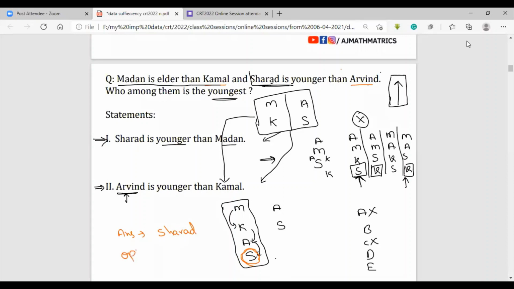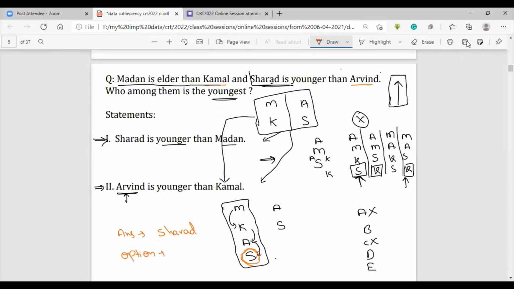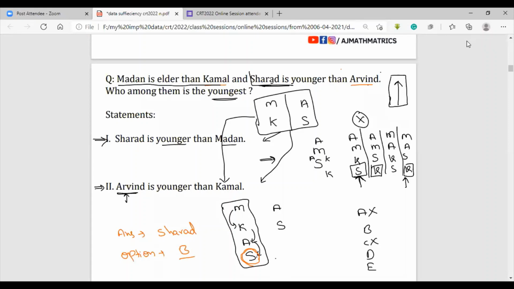Now what is the option for the question? The option for the question is B, because B alone is sufficient to get the answer. B alone is sufficient to get the answer for the question. That's why the option is B.